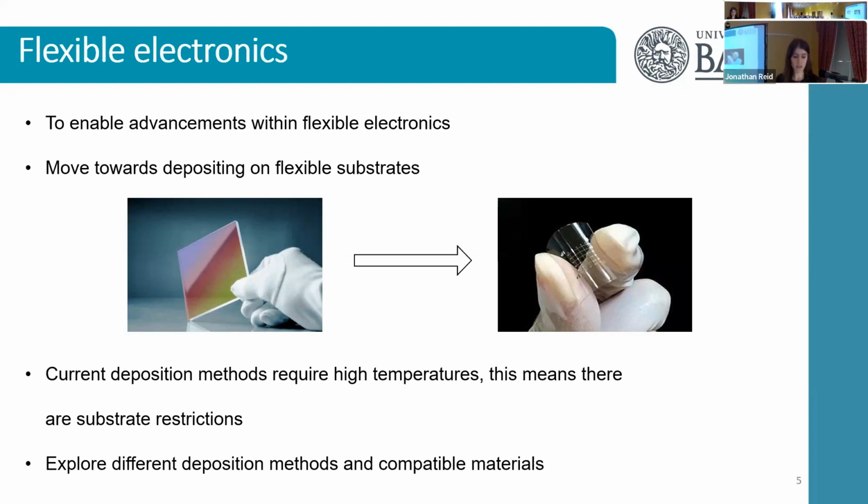So our current deposition methods, things like chemical vapor deposition, require high temperatures, and this means we are restricted to the substrates we can use. We tend to use things like glass that withstand high temperatures, but we want to be able to deposit these materials on flexible substrates like PET, as these have a melting point of around 260, 300 degrees. So in order to do this, we need to explore different deposition methods and materials that are compatible with these deposition methods.